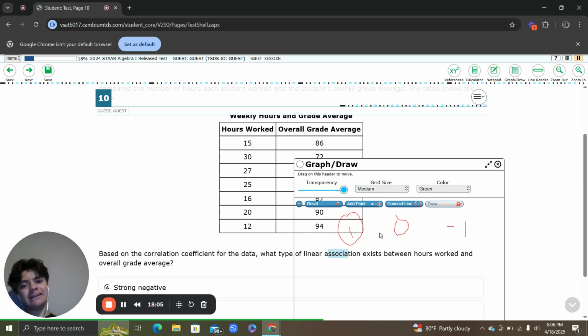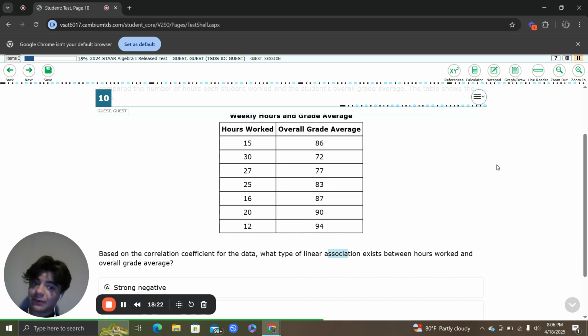So let's just say it's on the negative end of this line. You have negative 0.9, right? Or negative 0.8. That's a strong negative because it's closer to -1. But if it's negative 0.1, it's closer to being a positive, so it's a weak negative, okay? I hope I explained that well. I don't know if y'all will understand, but you'll see, okay?